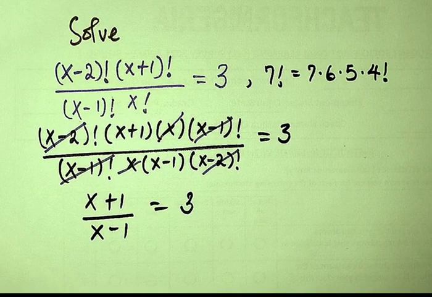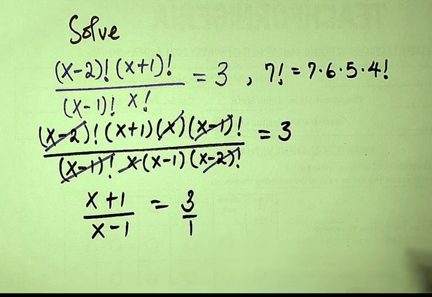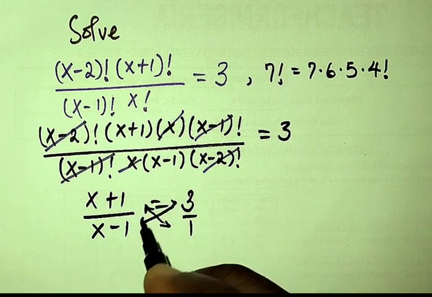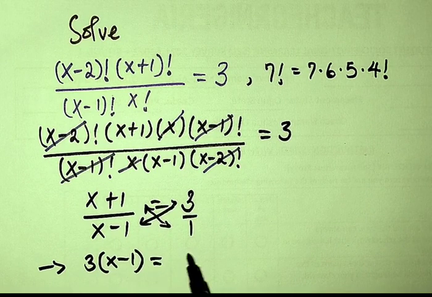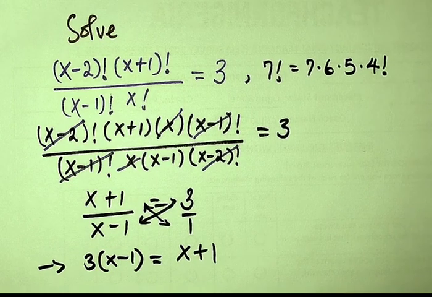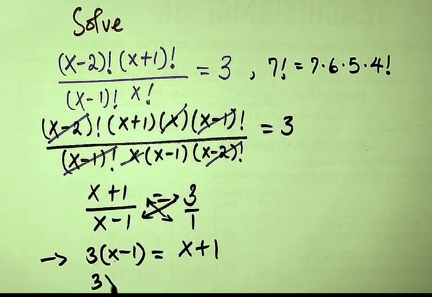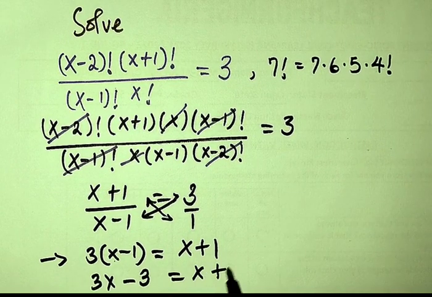Equals 3. So now the next thing we are going to do is try to write this one as a fraction, then do cross multiplication. Are you getting it? So we are going to be having 3 times this, I'm going to be having 3(x minus 1) equals to 1 times this, which is x plus 1. Is that understood? So now from there, 3 times x is 3x, 3 times this we are going to be having minus 3, then equals to x plus 1.